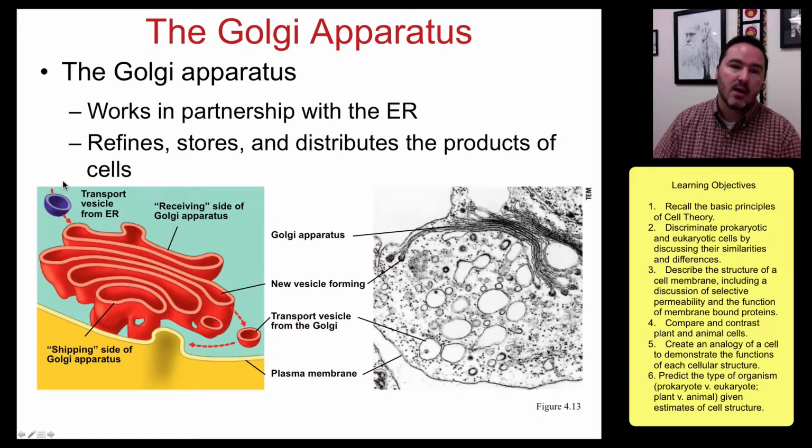So it might come to the Golgi apparatus, and the Golgi apparatus's job is to work in partnership with the ER. It refines those products, stores them, and then ultimately distributes them. So it's kind of like the packaging company that sends the final product off to wherever it needs to go. Many times that might be outside of the cell, and sometimes it might be inside of the cell.